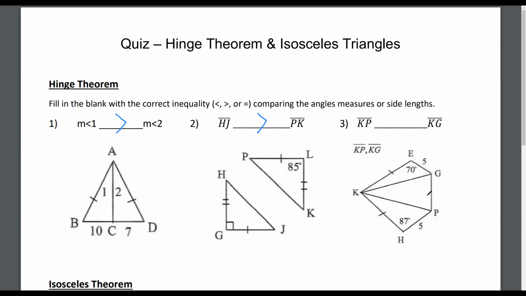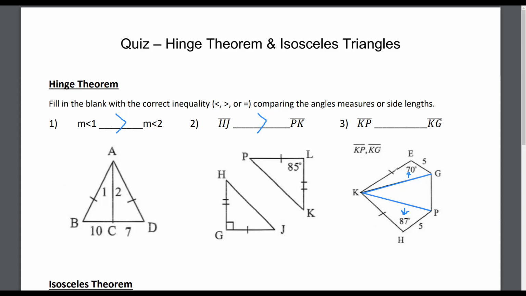Again, I'll review the videos if you need more explanation on the Hinge theorem. Lastly, I am comparing the side length KP to KG. So I'm going to highlight this on here to make it easier for me. KP to KG. So I need to find what angle is opposite of those. Well, 70 is opposite this one, and 87 is opposite this one, right?